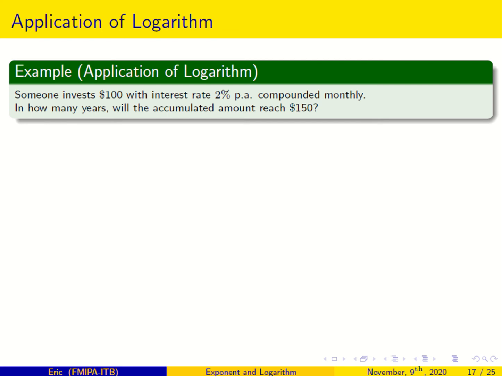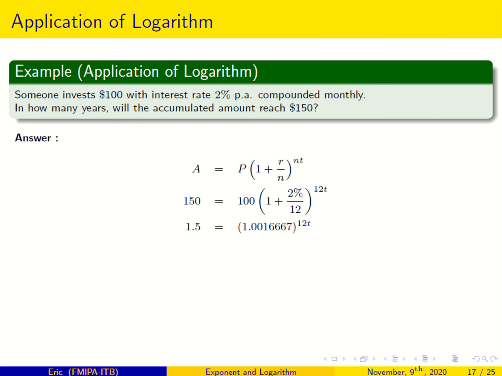Now, this is the application of logarithm. Someone invests 100, the interest rate is 12% per annum, compounded monthly. In how many years will the accumulated amount reach 150? This is the formula for compound interest: the accumulated amount is 150, the principal is 100, the interest rate is 0.12, compounded monthly, so this should be 12, and this is 12t. I want to find how many years it takes to go from 100 to 150. How do I find the exponent?